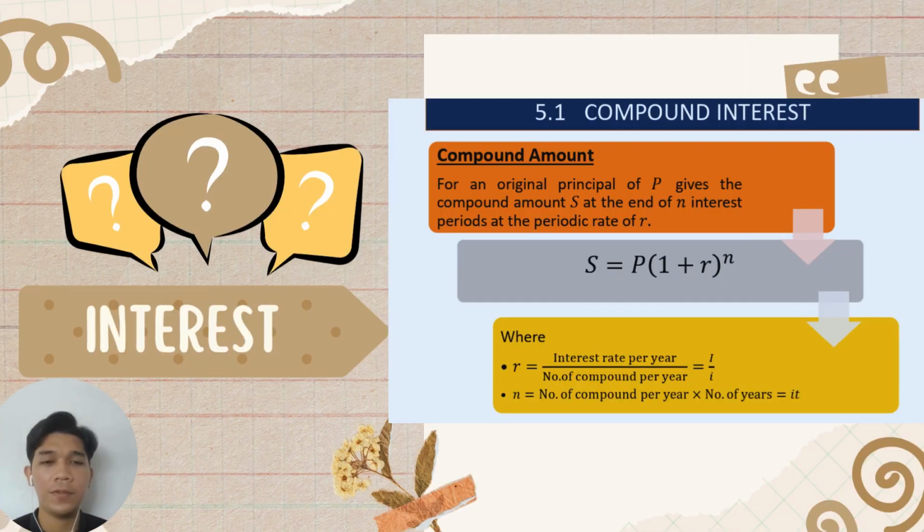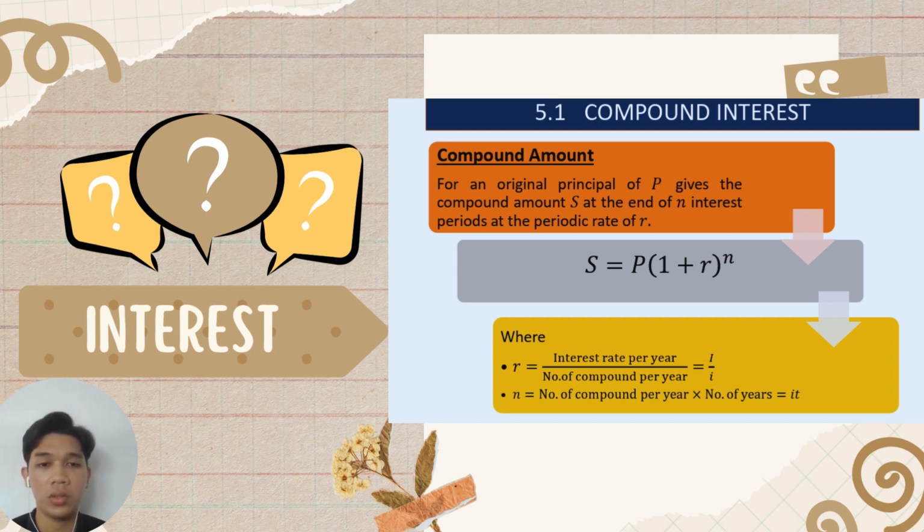Okay, so first of all is compound interest or compound amount. The definition is for an original principal of P gives the compound amount S at the end of an interest period at the periodic rate of R. Okay, so the formula is capital letter S equal to P in bracket 1 plus r to the power of n. Okay, how can we calculate r?